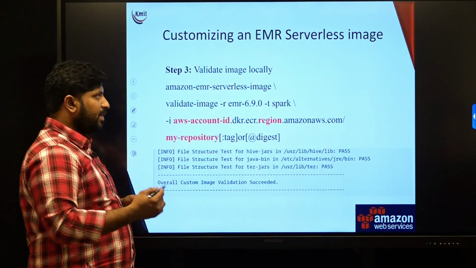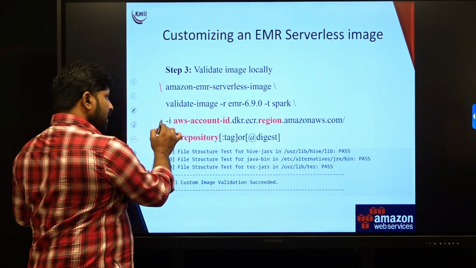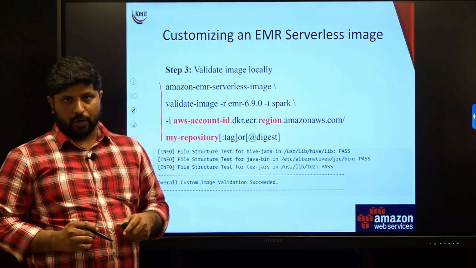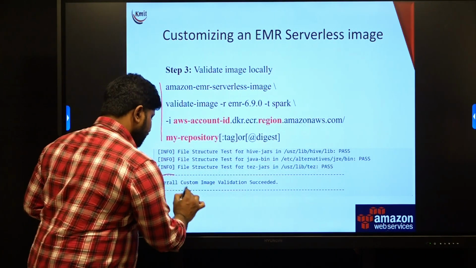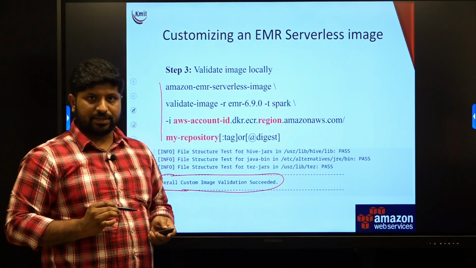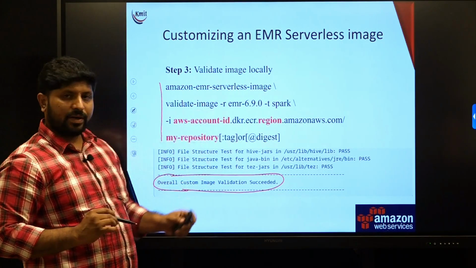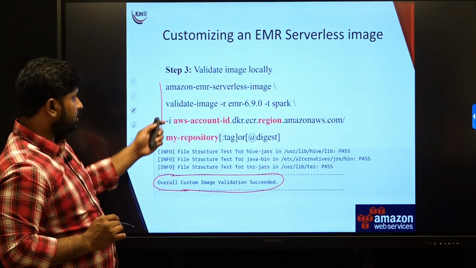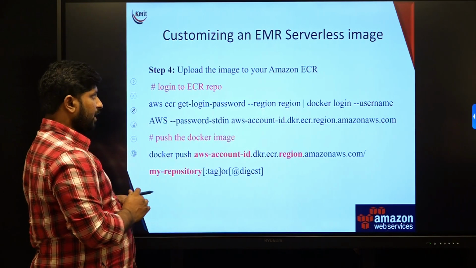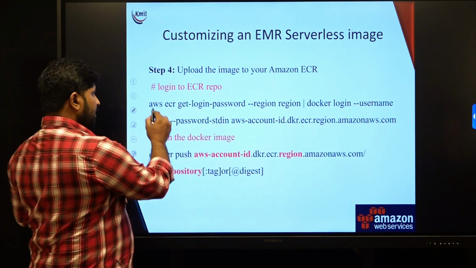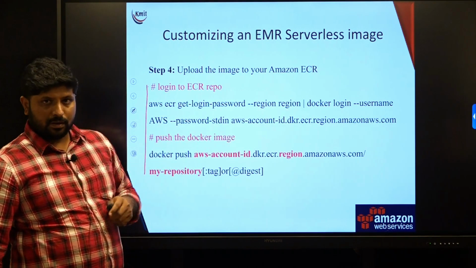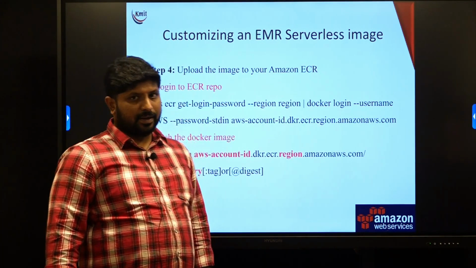Once the image has been built, just validate the image locally to check whether it is configured properly or not. If it is configured properly, then you will see a succeeded message. If you see this, then your image has been configured. In this step you are going to validate whatever image you have created. Once the validation has succeeded, you can upload your image to the ECR repository.